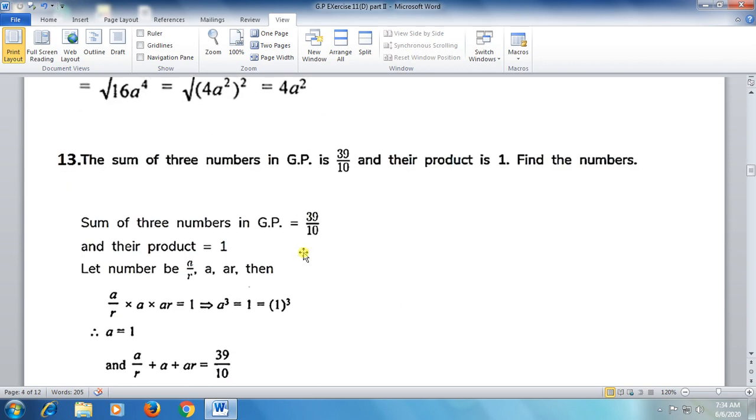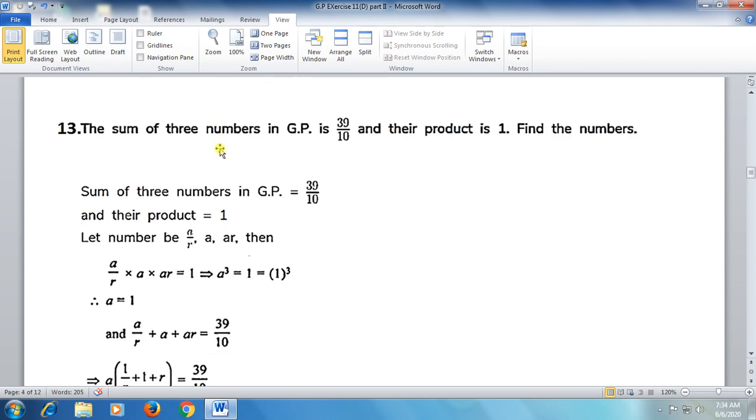Question number 13. The sum of three numbers in GP is 39 by 10 and their product is 1. Find the numbers. As in AP, also in GP, whenever we have to find three numbers, we have to assume the terms as A by R, A and AR. It is said in the question that the product is equal to 1. So let us calculate the product between these terms.